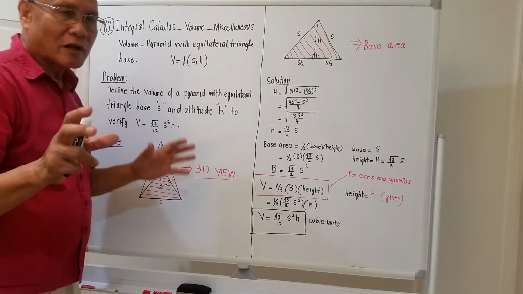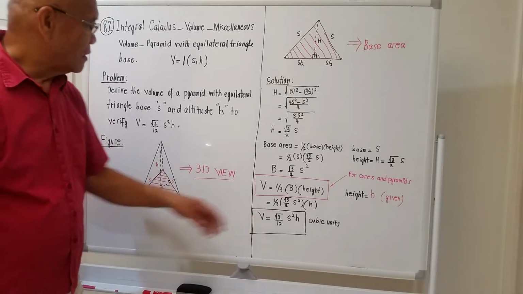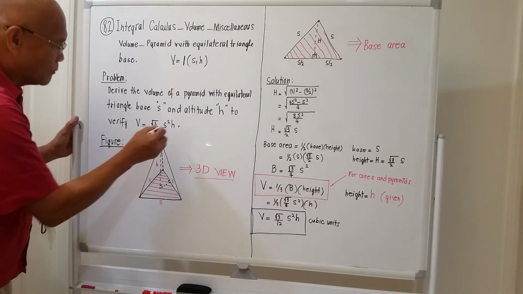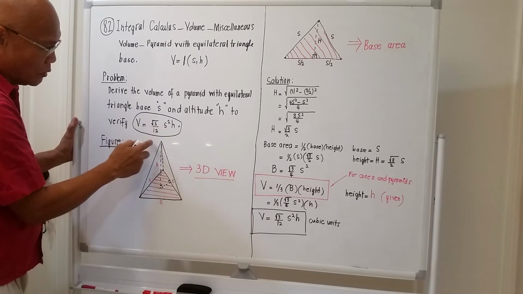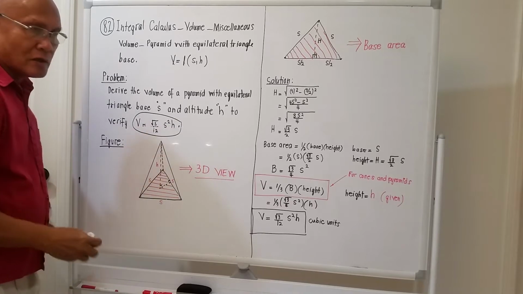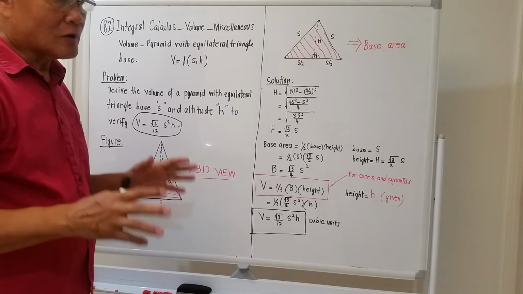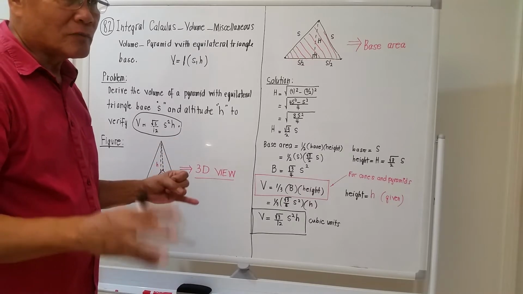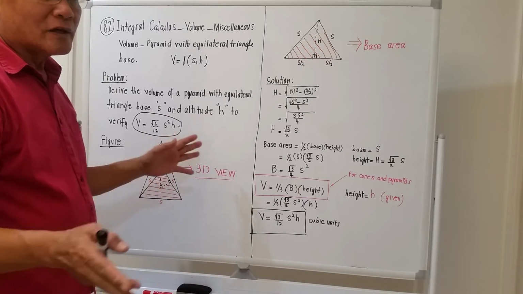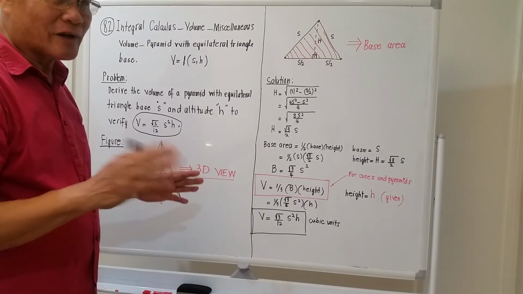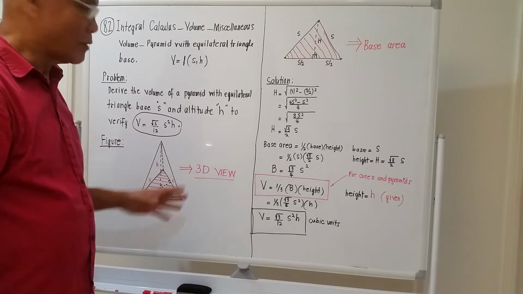Actually, we have derived this one already yesterday using integral calculus. And actually, the formula for the derived volume is square root of 3 over 12 S squared times H. So by using the so-called derived concepts for cones and pyramids, we will try to derive this one. Meaning we will try to verify if the derived volume yesterday was correct or not. Okay, let's proceed.